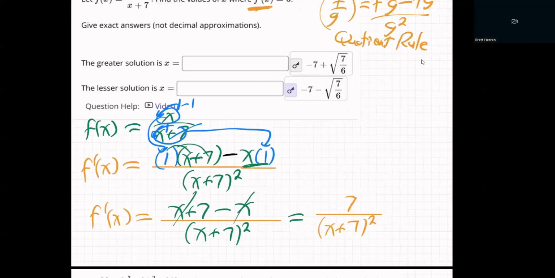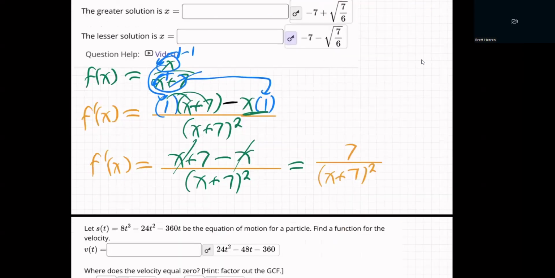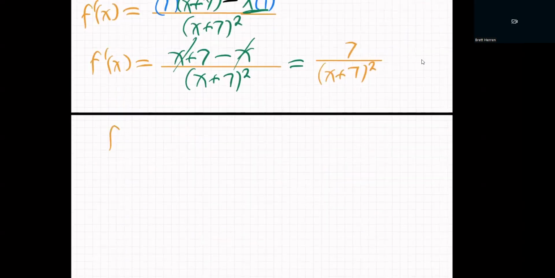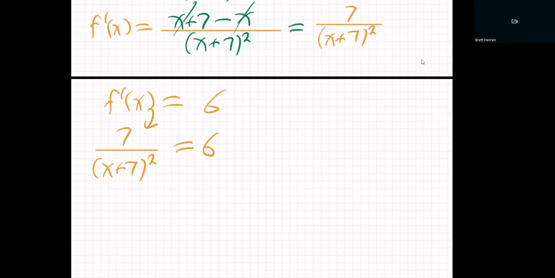There is the derivative. Now, they want us to find the value of x where the derivative is 6. So where is this function, which is 7 over x plus 7 squared, equal to 6? There's the derivative, right? I have to solve that equation for x. How do you solve that equation for x? Well, when you've got a denominator, you multiply both sides. You can do the same thing to both sides of an equation, multiply it to get rid of that.